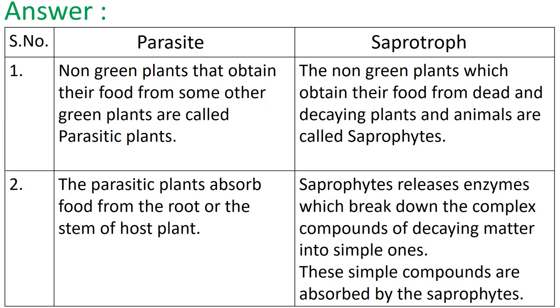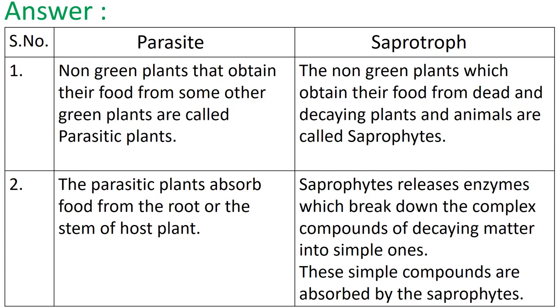Point number 1. The non-green plants that obtain their food from some other green plants are called parasitic plants. On the other hand, the non-green plants which obtain their food from dead and decaying plants and animals are called saprophytes.